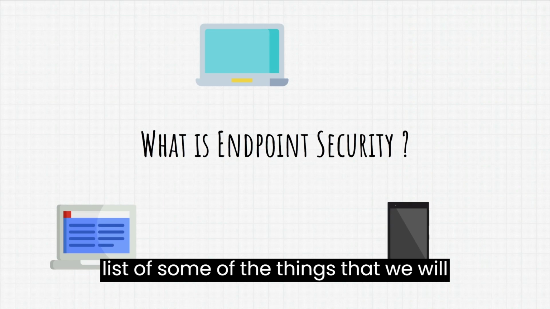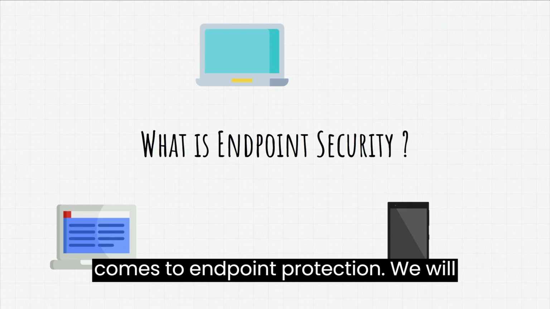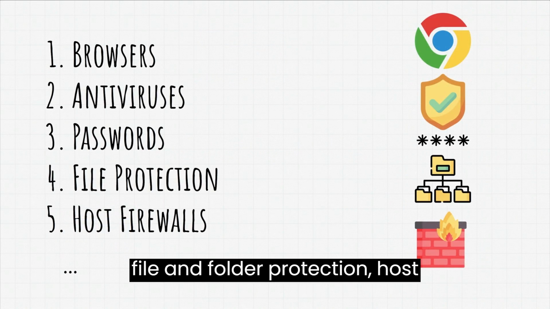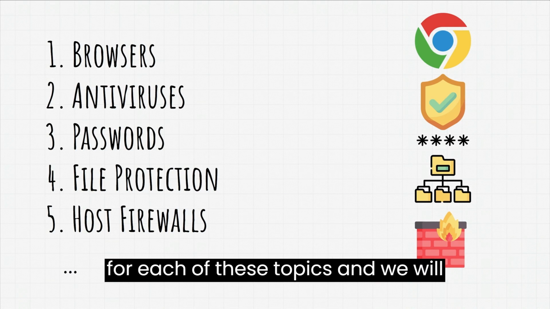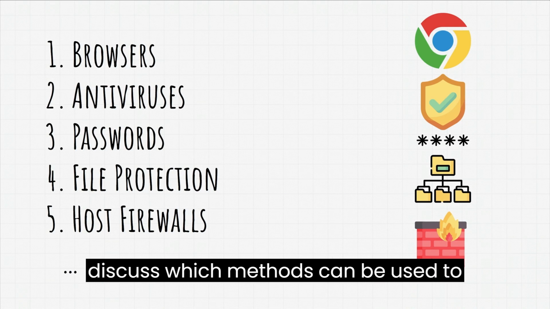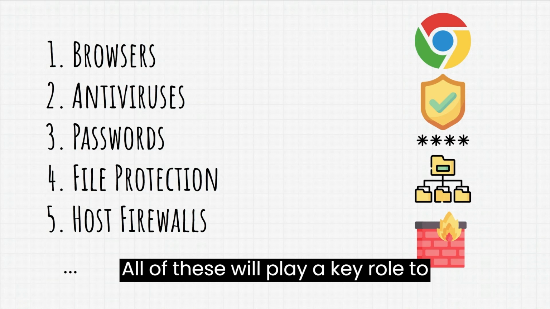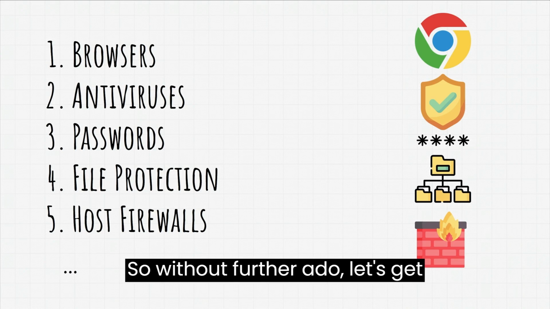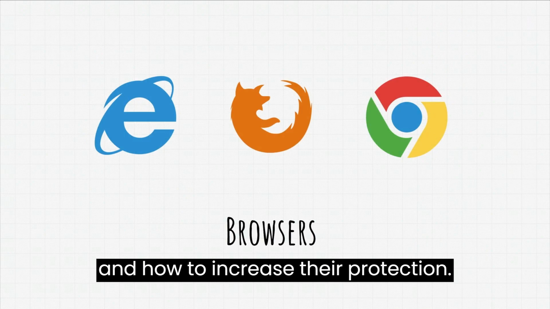Here is a list of some of the things that we will talk about that are important when it comes to endpoint protection. We will talk about browsers, antiviruses, passwords, file and folder protection, host firewalls, and more things besides this. We will dive deep into details for each of these topics, and we will discuss which methods can be used to make them as hardened as possible. All of these will play a key role in making our device more secure and resistant to outside threats. So without further ado, let's get straight into talking about browsers and how to increase their protection.